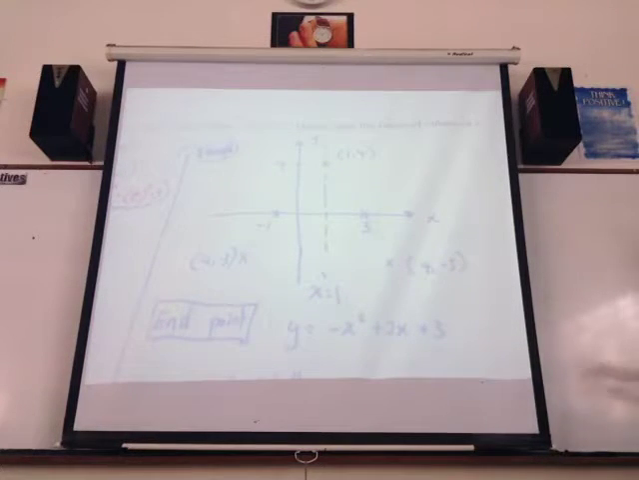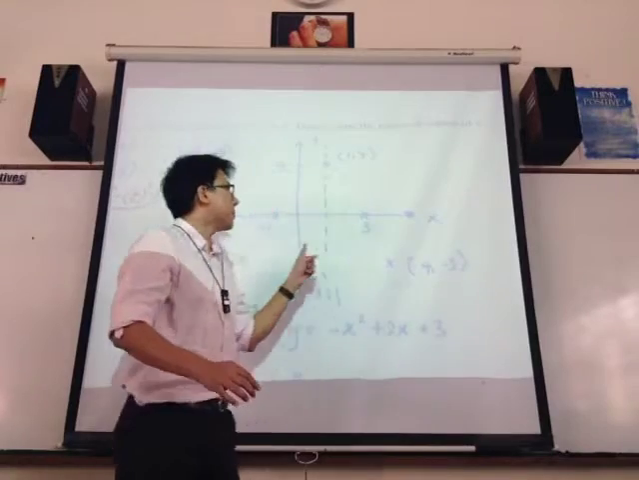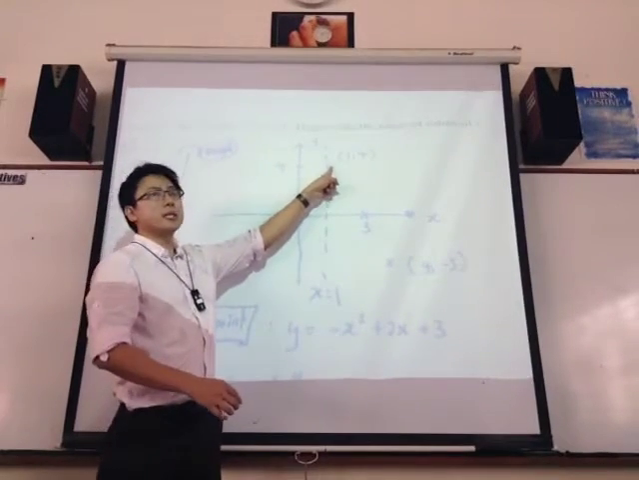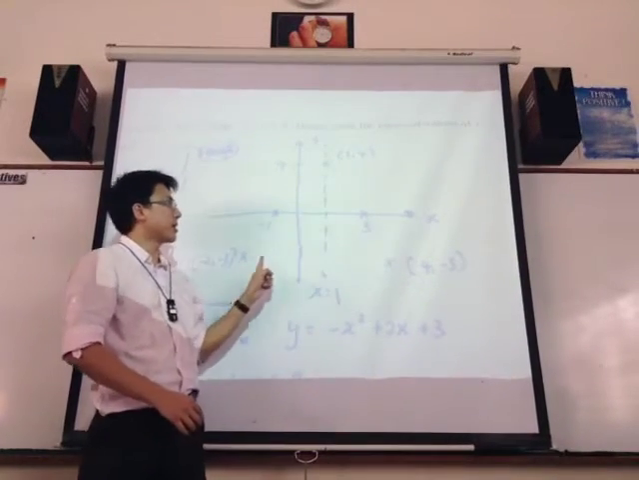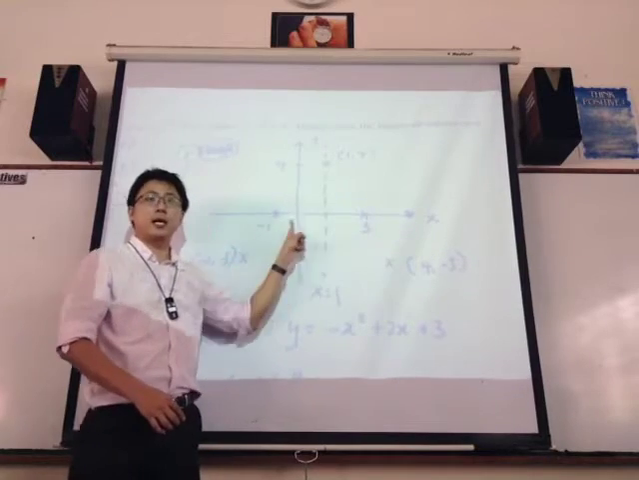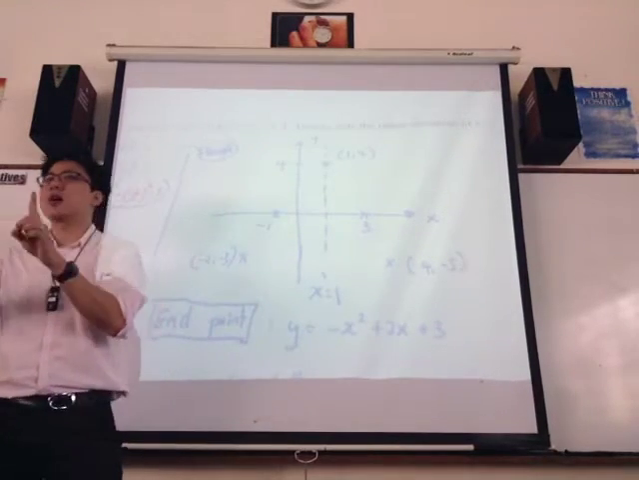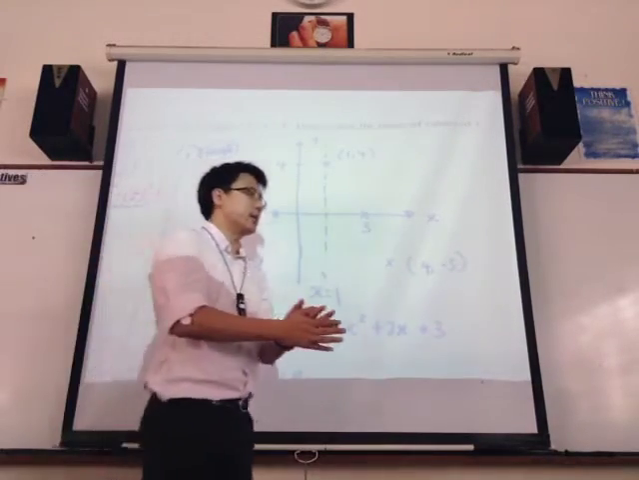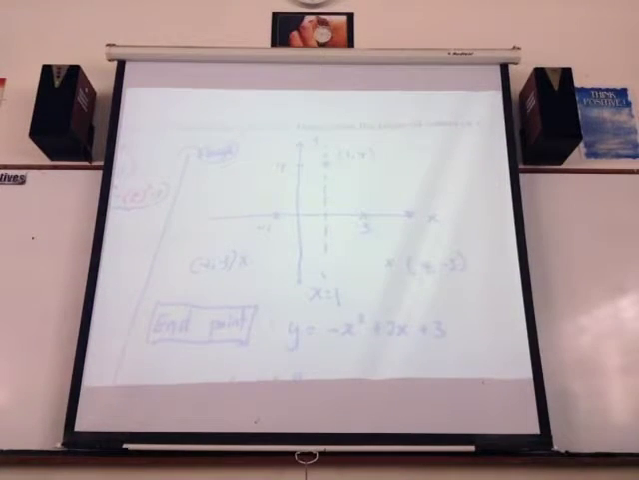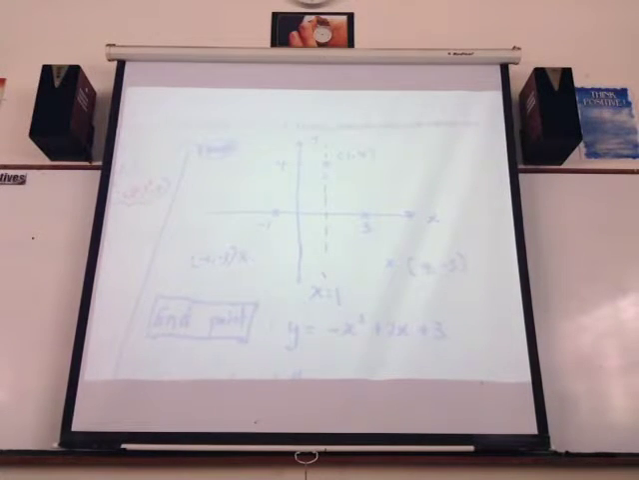Now look at all these points. All together I got 5 points. I got endpoint, intercept, turning point, intercept, endpoint. Can I draw a graph? Now, draw a graph with pencil. Let's do it together. Draw a graph with pencil. Later you can darken it.